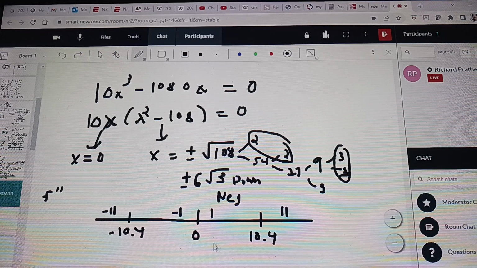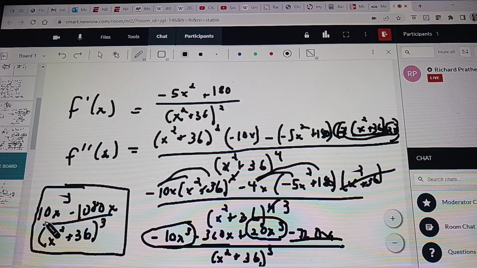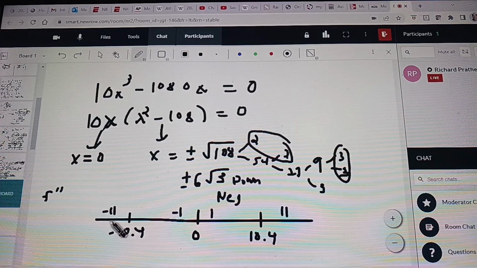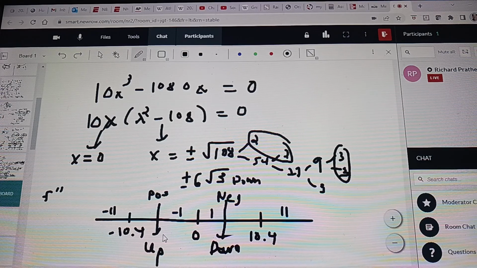And then if I do negative 1, the bottom's going to be 35 cubed. That's positive, though. Negative 1 cubed is negative 1 times 10 is negative 10. Negative 1 times negative 1080 is positive 1080. So now you're going to get positive 1070 over a positive whatever. So that's definitely positive. So you're concave down between 0 and about 10.4. You're concave up between negative 10.4 and 0.